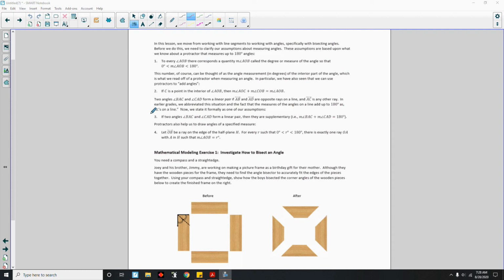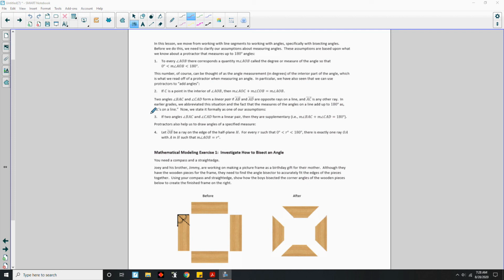This number, of course, can be thought of as the angle measurement in degrees of the interior part of the angle, which is what we read off of a protractor when measuring an angle. In particular, we have also seen that we can use protractors to add angles. Number 2, if C is a point in the interior of angle AOB, then the measure of angle AOC plus the measure of angle COB equals the measure of angle AOB, which I stated on the last page.